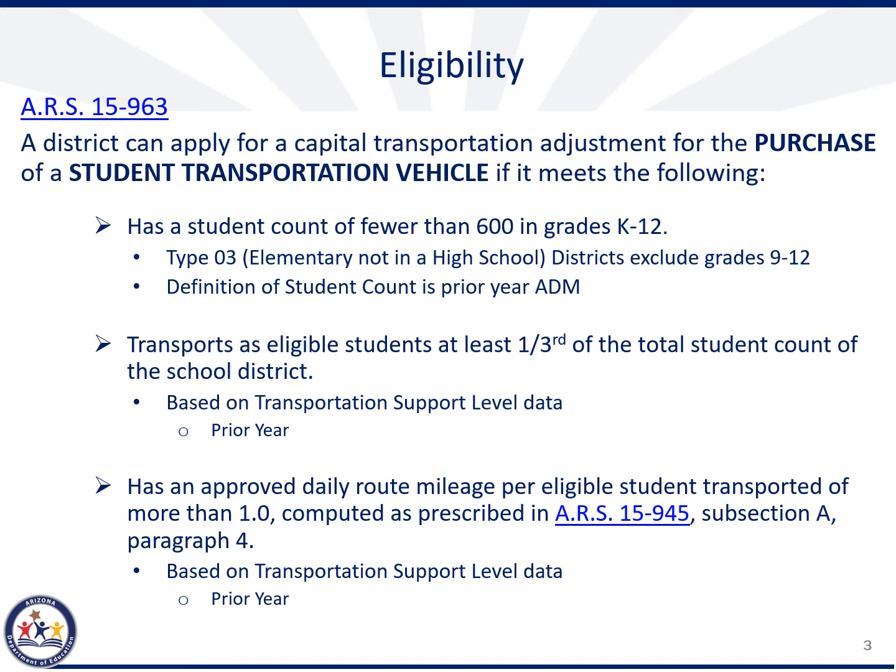You're also transporting as eligible students at least 1/3 of the total student count of the district. This is going to be based on the same transportation data as your transportation support level on your BSA 55-1 and is prior year. You also have an approved daily route mileage per eligible student transported of more than 1.0 per ARS 15-945. This is also based on the same transportation data as your transportation support level on your BSA 55-1 and is prior year data.